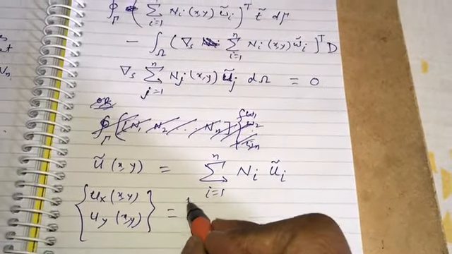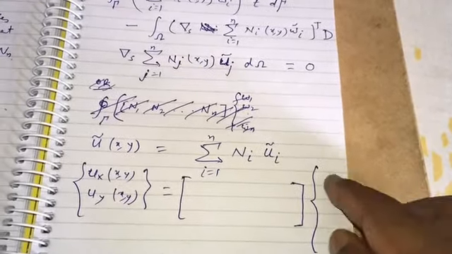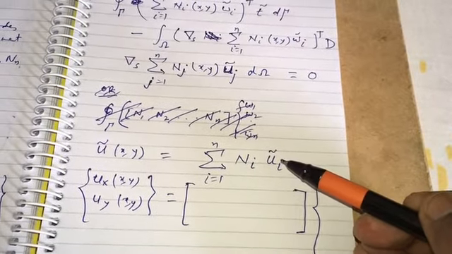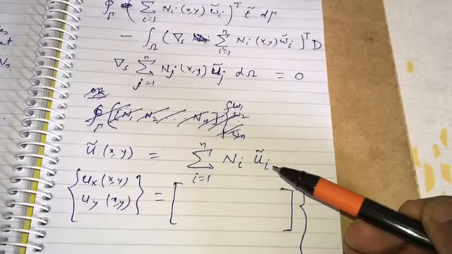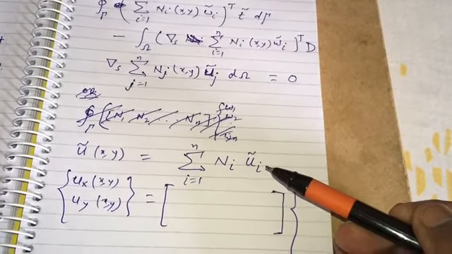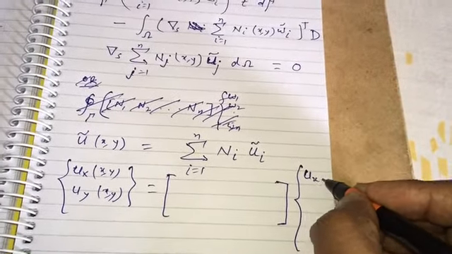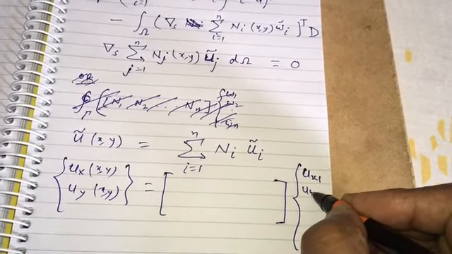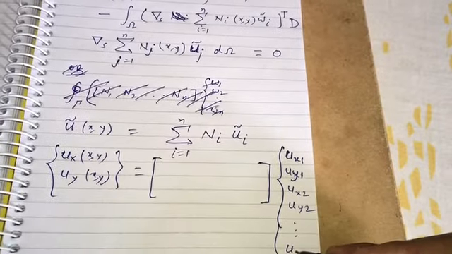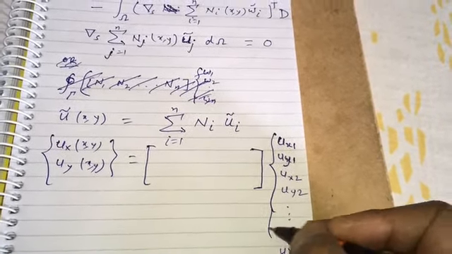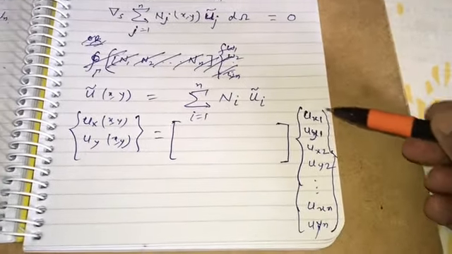So in terms of a vector, we will have to write something here, and here we have to write in terms of u, but remember the vector u_i has two terms, u_xi and u_yi, and then i is from 1 to n. So let's expand it here. We write u_x1, u_y1, u_x2, u_y2, till u_xn and u_yn. So let's write this, the element displacement vector, like this.